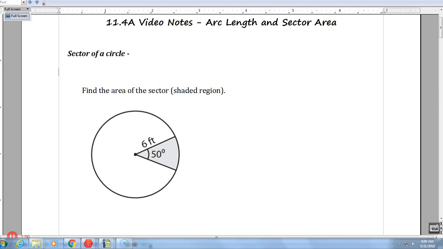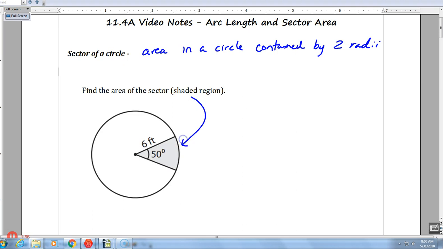So the sector of a circle is the area in a circle contained by two radii, or radiuses. If you create two radii and then shade in that little inside area, that's what's referred to as a sector. So it's that little piece right here.